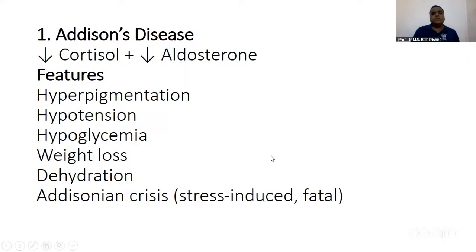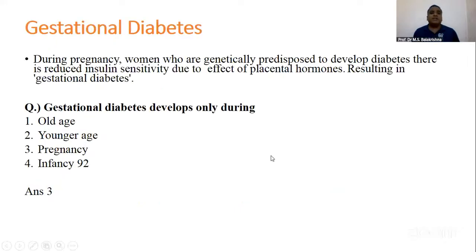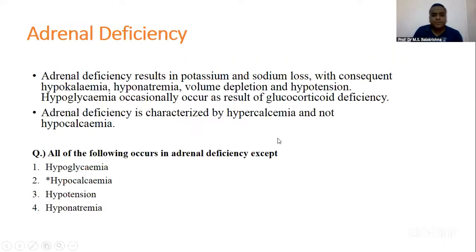Next, coming to gestational diabetes. It's during pregnancy that the diabetes happens, so this condition is called gestational. Gestational diabetes develops only during pregnancy. So that is the most important thing.